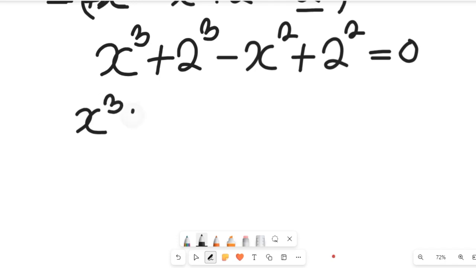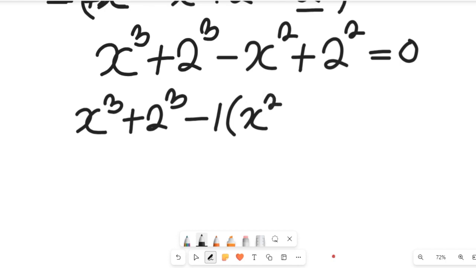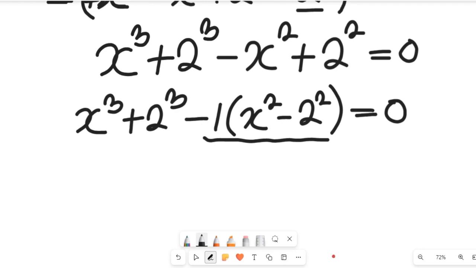Great. So if we simplify this expression further, we are going to have x to the power of 3 plus 2 to the power of 3 minus 1 multiplied by x to the power of 2 minus 2 to the power of 2, and this will be equal to 0. Now if you expand this expression, you're going to see that we definitely have this. Good. Now this will take us to an algebraic formula.